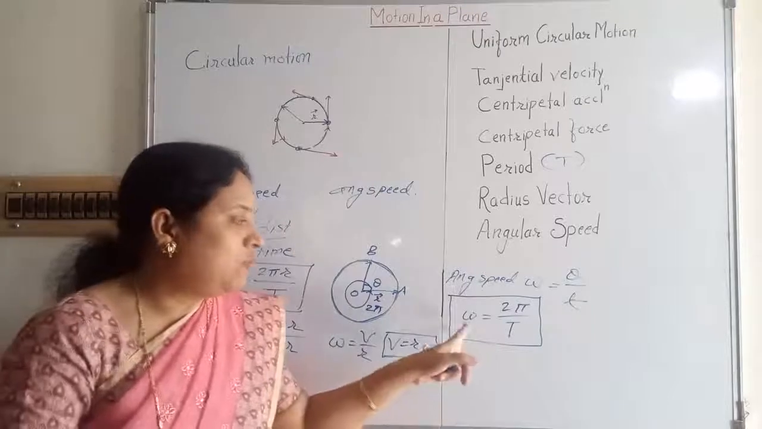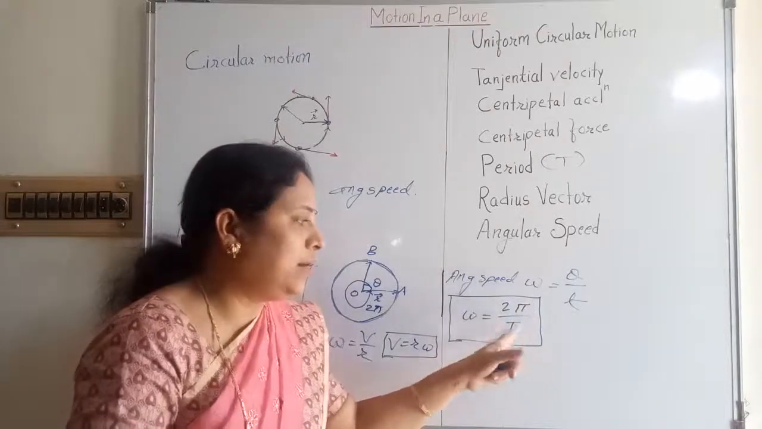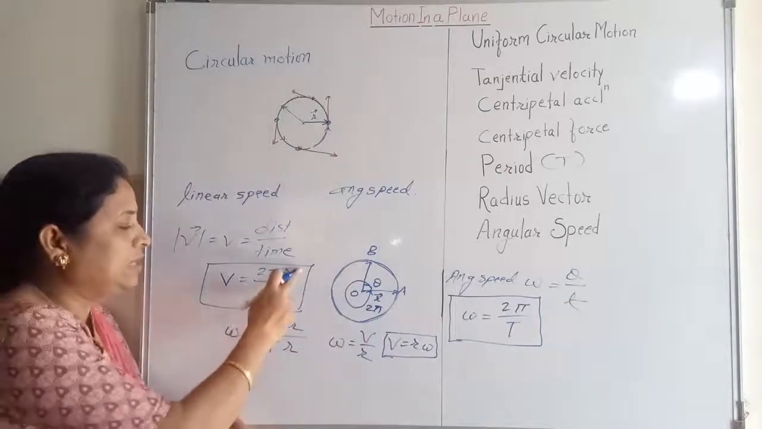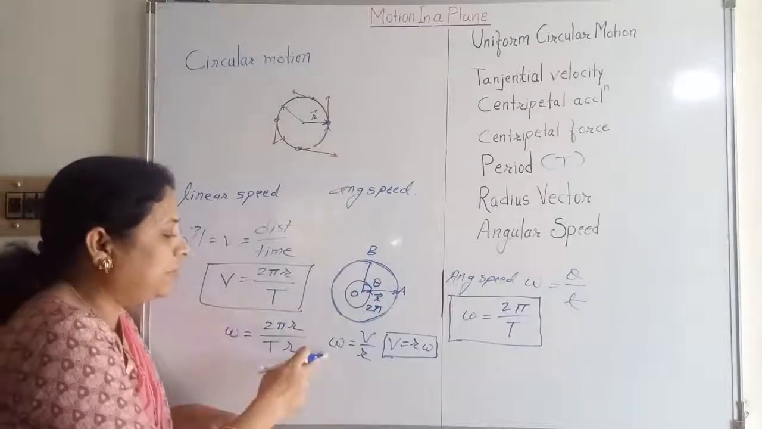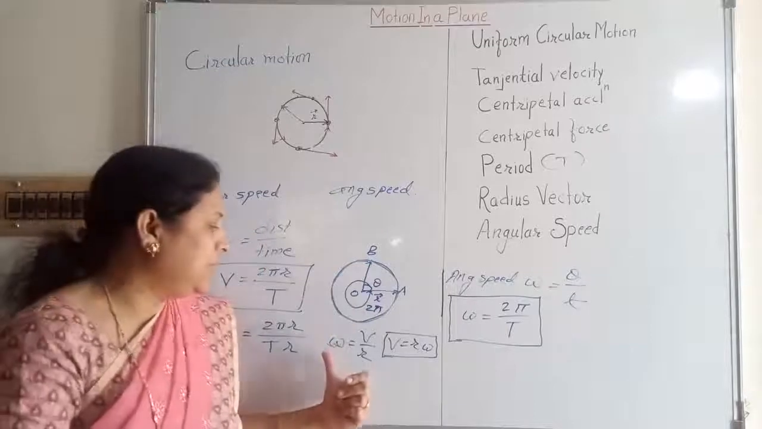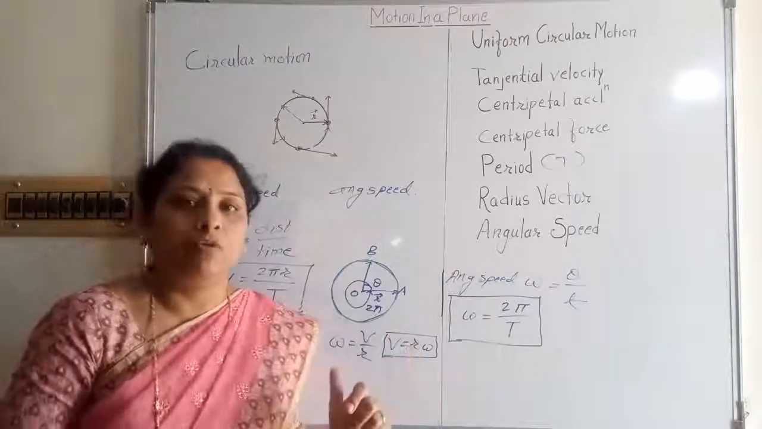So formula for angular speed: omega is equal to twice pi upon T, where T is the period. Formula for linear speed is twice pi r upon T, where T is the period. And there is one relation between the angular speed and linear speed for uniform circular motion, that is omega is equal to v by r, or v is equal to r omega.